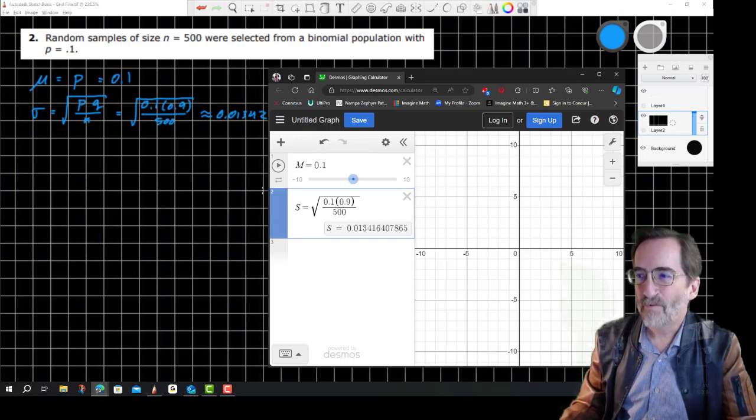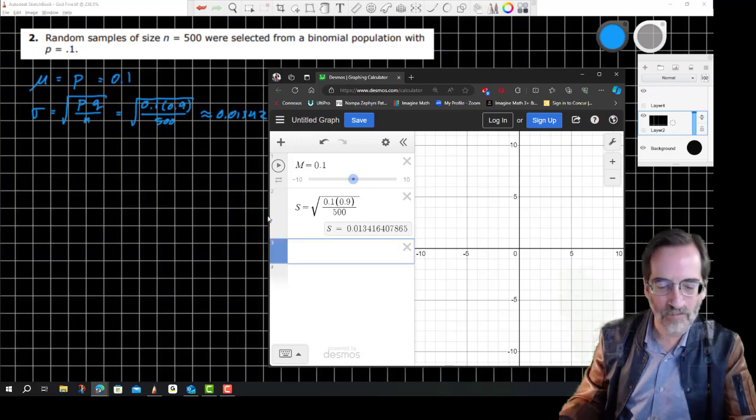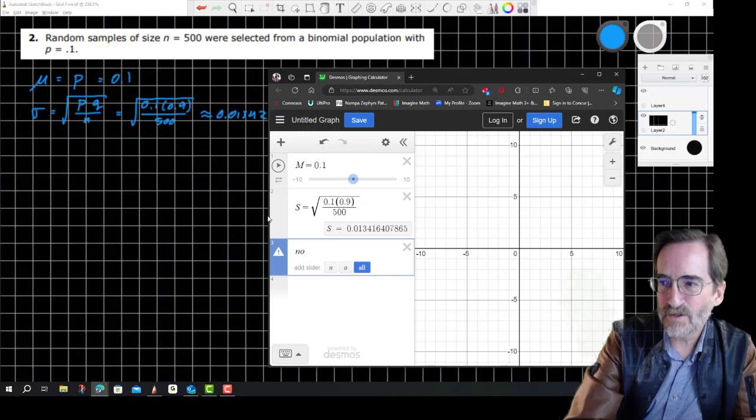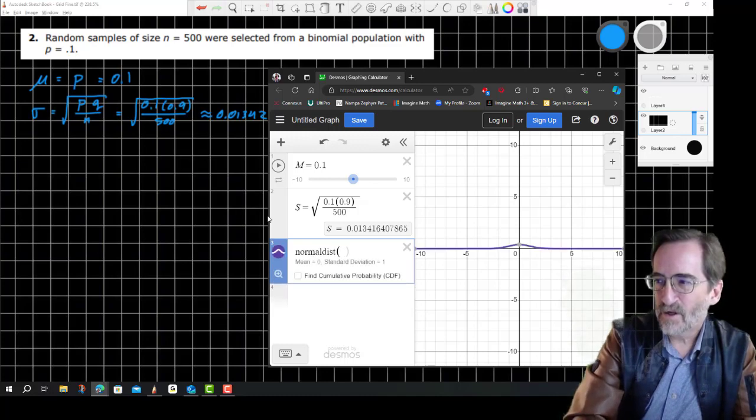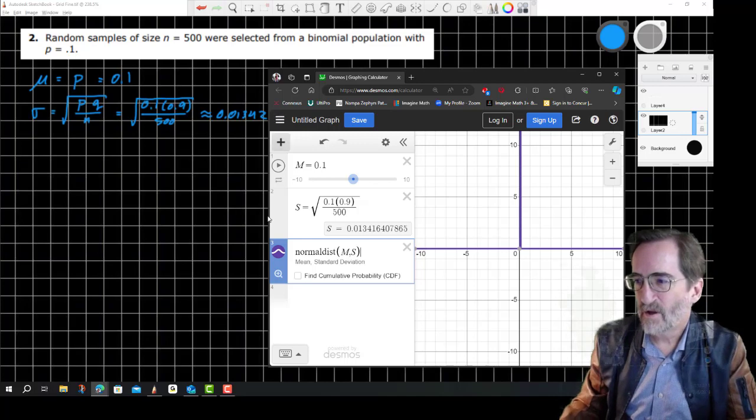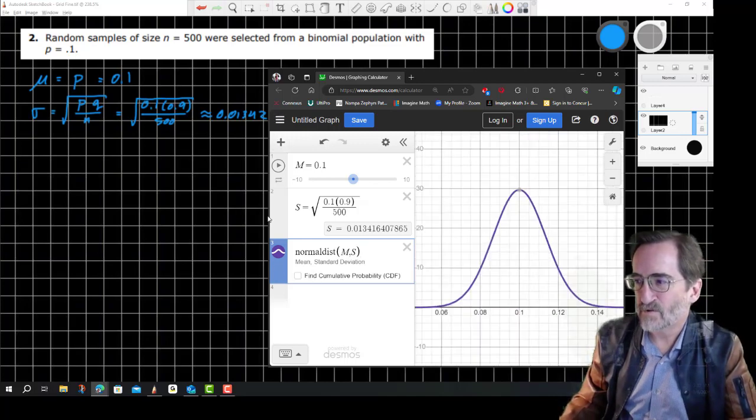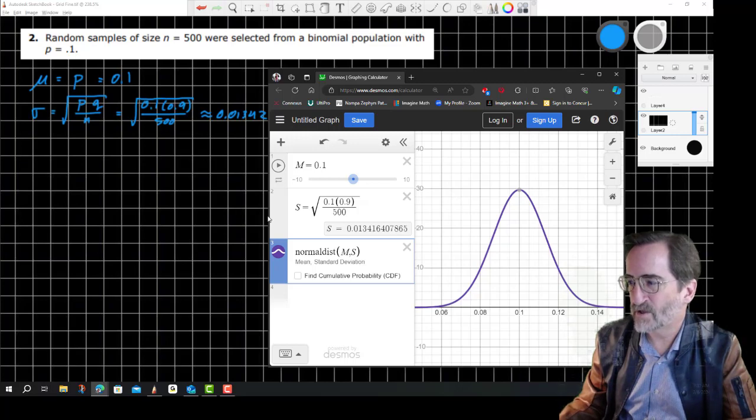All right, so anyway, now we want our normal distribution. In Desmos, it looks like this, normal distribution, okay? And we need a mean and a standard deviation. I'm going to do the mean M and the standard deviation S. I'm going to click the hourglass here to see the distribution. You can notice that the peak occurs at 0.1. That's the mean. Standard deviation is about 0.013. 0.013 encompasses about 68% of the distribution to the left and the right.